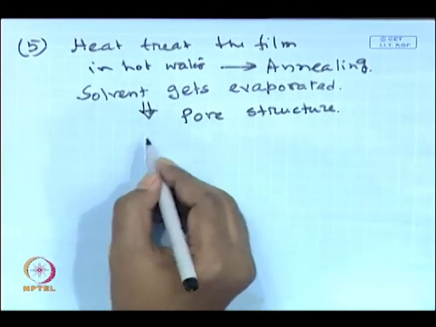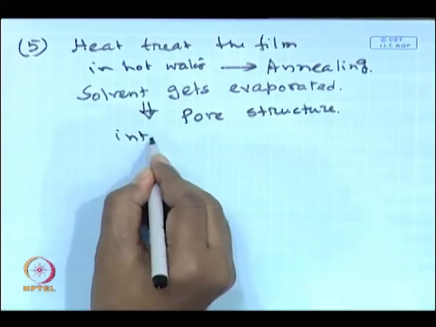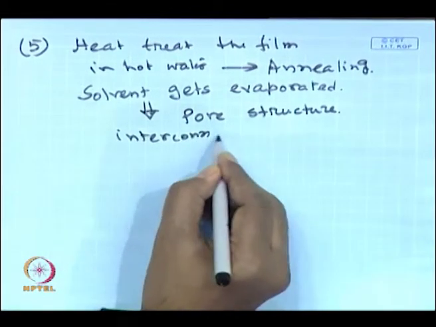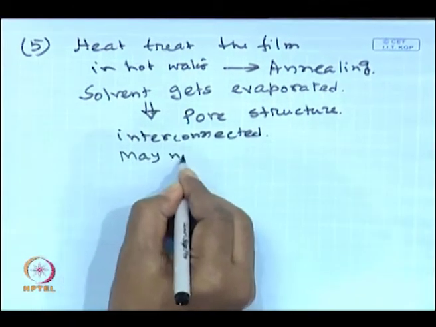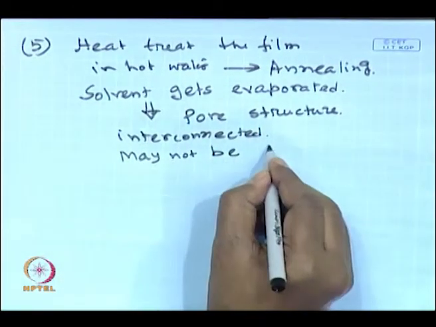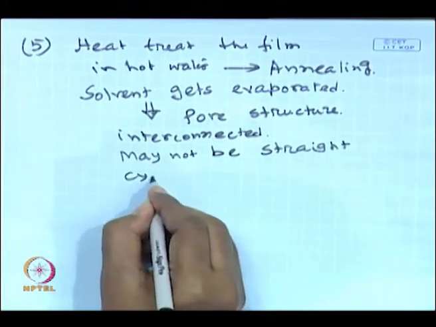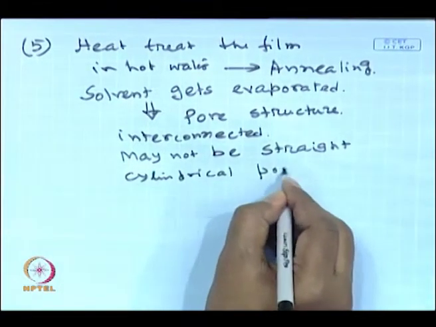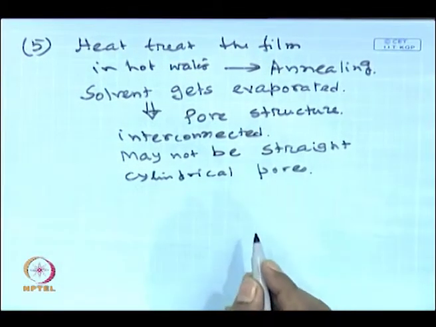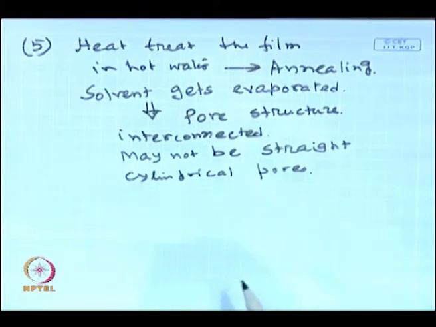These pores are interconnected, and they may not be straight cylindrical pores. They may be interconnected, they may be tortuous. So, there will be some kind of tortuosity in the membrane matrix, and these pores are formed.